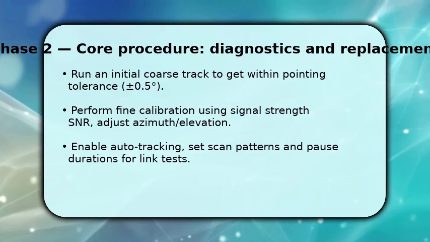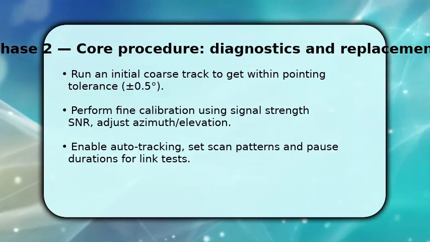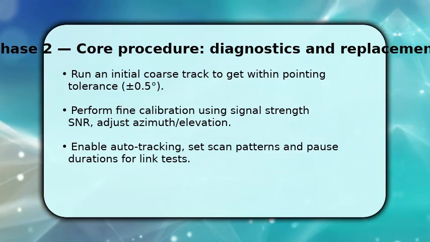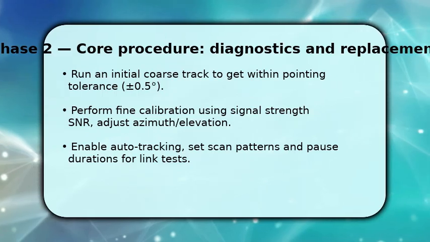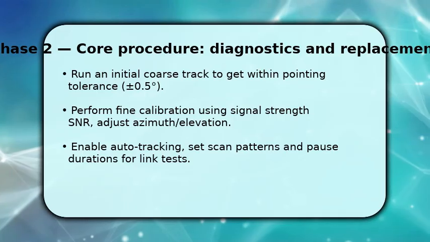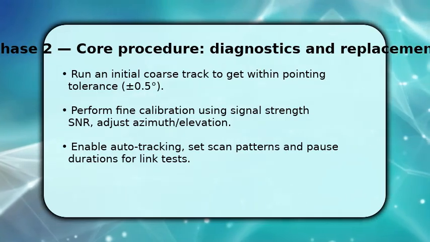pointing tolerance. Aim for roughly plus or minus 0.5 degrees so you have signal to work with. Then perform fine calibration. Use real-time SNR and signal strength readings to tweak azimuth and elevation, because small corrections yield large gains in link quality.